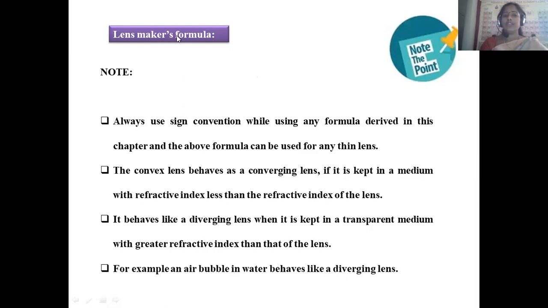This lens maker formula is mostly applied for thin lenses. So if the thickness is very small, in that case this will be more efficient in nature. And when the lens is kept in the air, then only it will become more efficient.